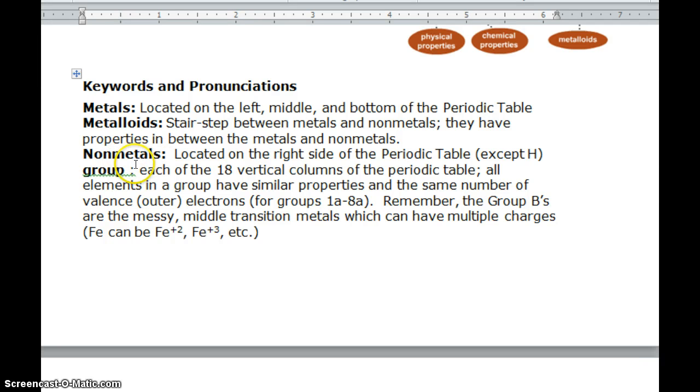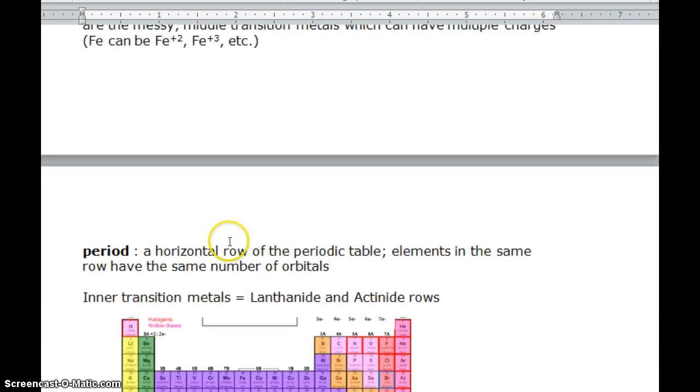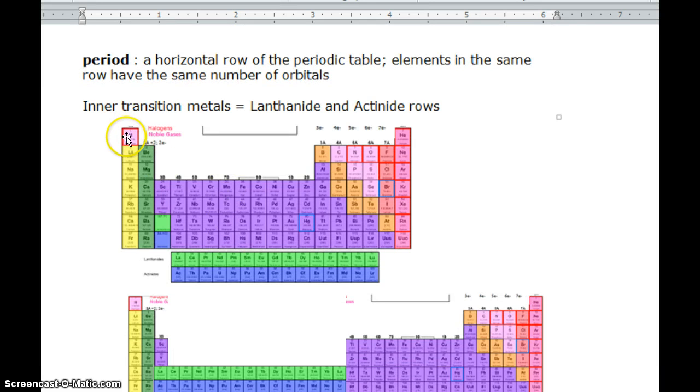So the group: each of the 18 vertical groups or columns of the periodic table, all elements in a group have similar properties and the same number of valence outer electrons for groups 1A through 8A. Remember, the group B's are the messy middle transition metals which can have multiple charges. So iron can be +2, +3, +4, etc. So again, my groups A are 1A, 2A, 3A, 4A, 5A, 6A, 7A, 8A. These groups in here are the group B's.